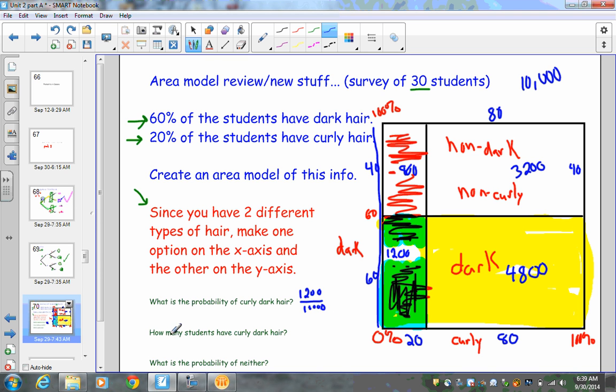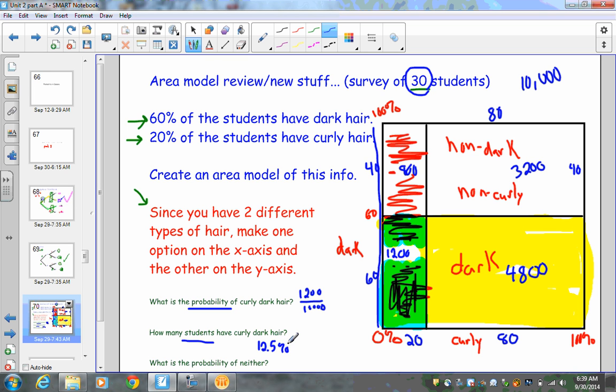All right, how many students have curly dark hair? Well, let's see, curly dark. How many students? See, the very first question was what is the probability? The next is how many students, and this goes back to the 30 students originally. So 1,200 over 10,000, when you divide it out, is 12.5%.